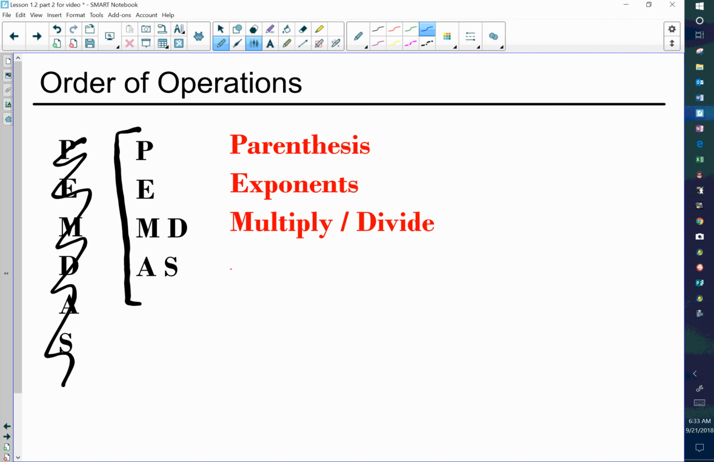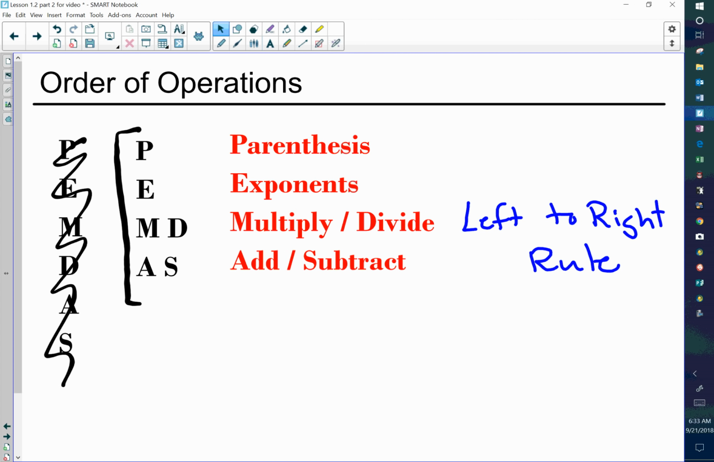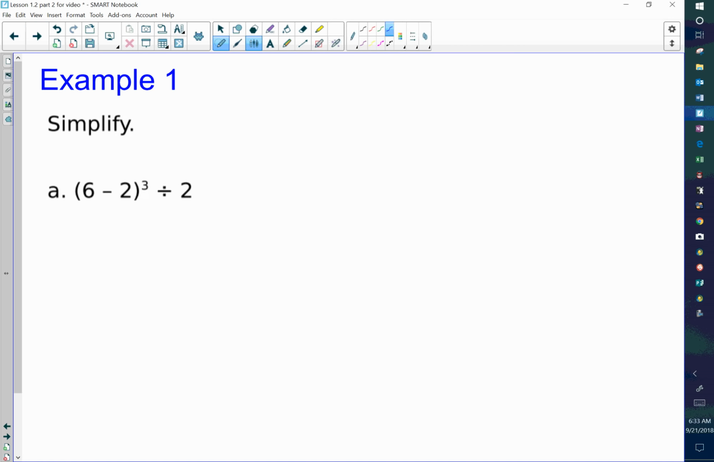So when you look for multiplication or division, you're going to use what's called the left to right rule. That just means as you work through the problem, you move from the left to the right, doing any multiplication or any division that you come across. Same is true with addition and subtraction. You use the left to right rule. You add or subtract as you see it moving left to right. So let's look at a couple examples. Take a second to copy down example 1. Pause the video if you need to.